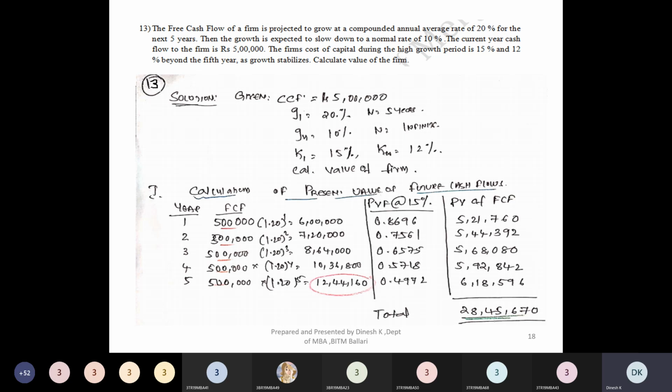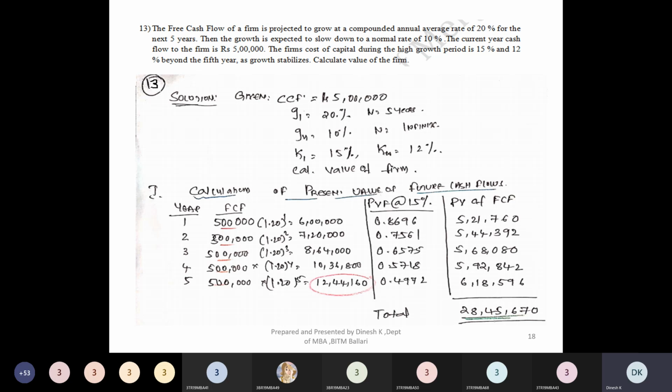Similarly, for the third year, if you want to calculate, that is 1 divided by 1.15 to the power of 3, right? So you will be getting the value as 0.6575. So 0.6575 multiplied by 8,64,000. So you will be getting 5,68,080.